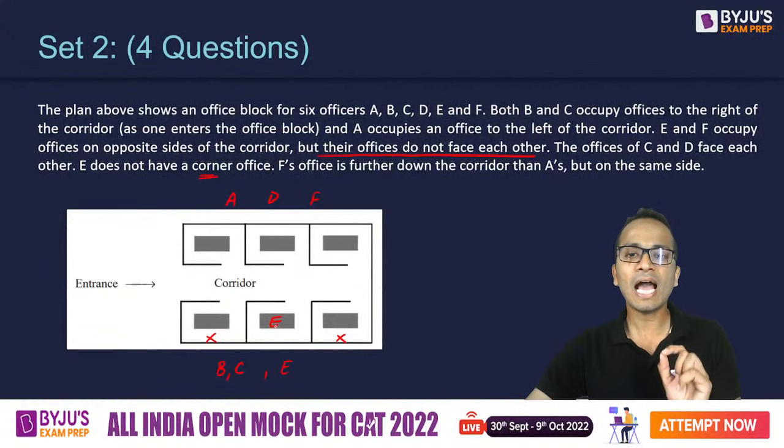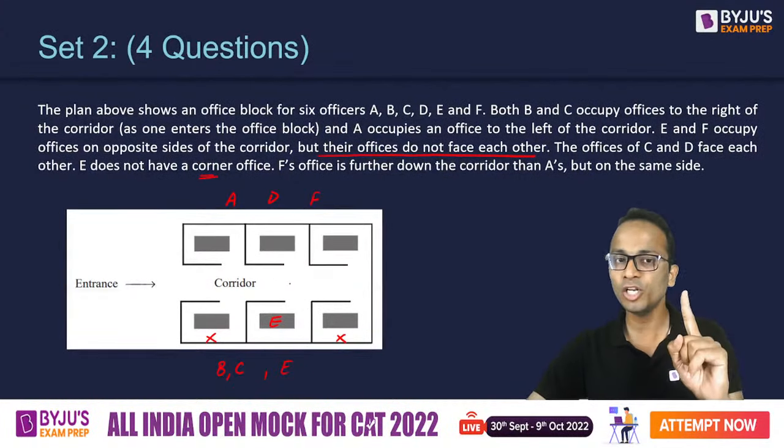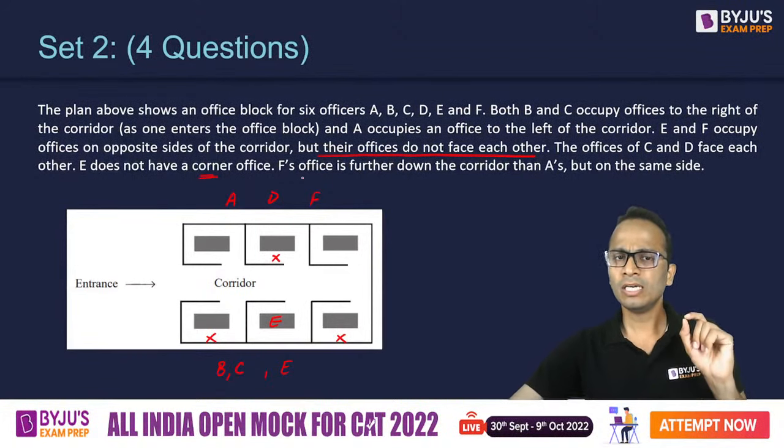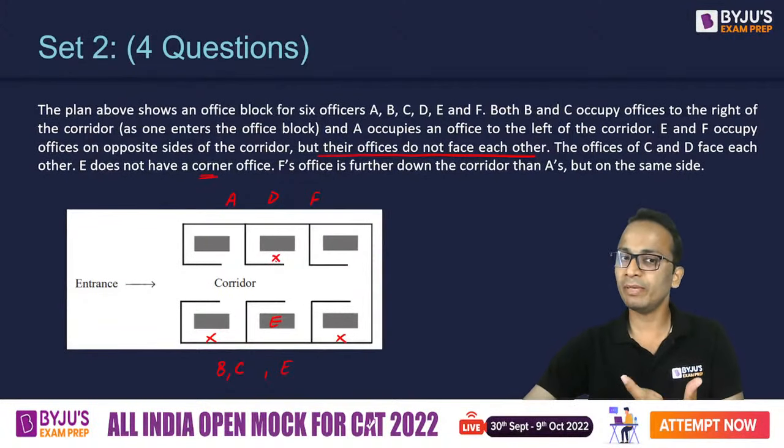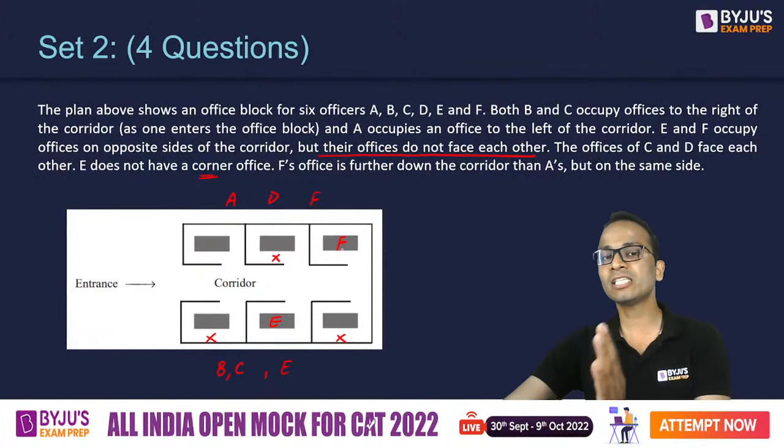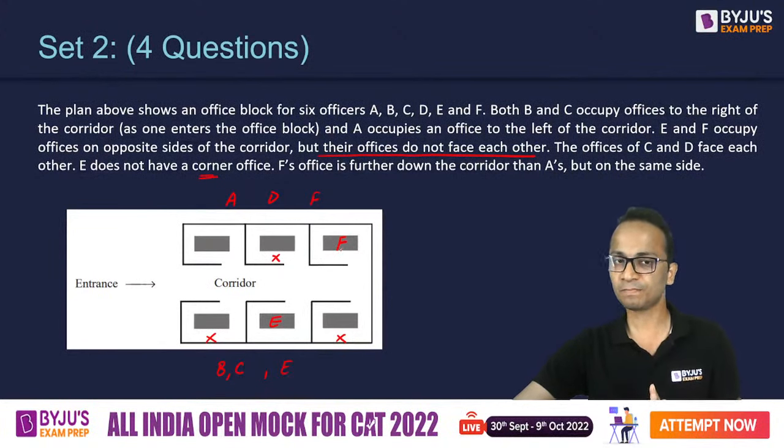Now E and F are not facing each other. This is one clue that I have. So F cannot be here. Okay, F cannot be here, right? Also, the last statement says that F's office is further down the corridor than A. So F cannot be in the middle, and F cannot be first either. So F has to be on the cornermost last office on the left hand side. Okay, so E and F, these 2 offices are fixed.